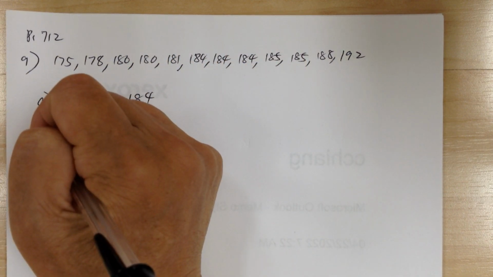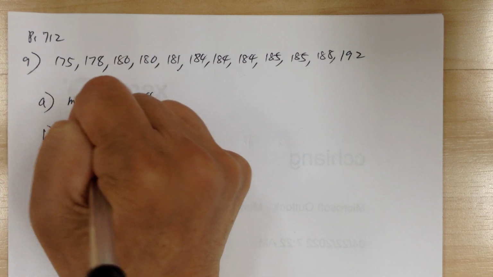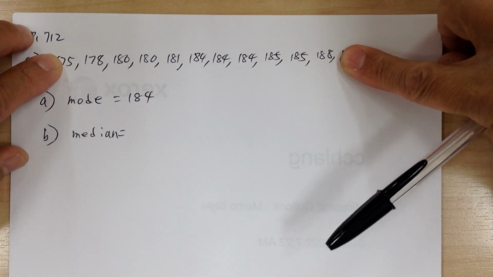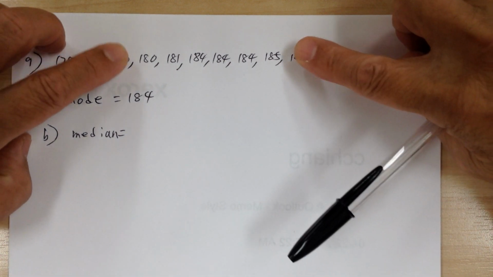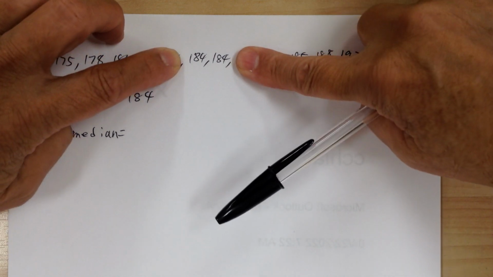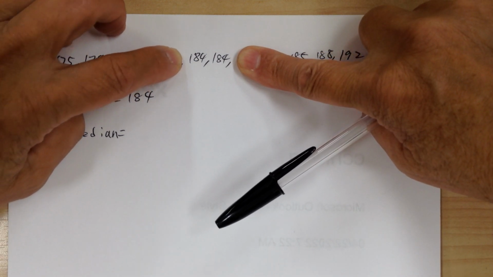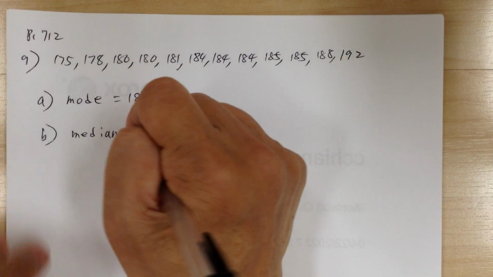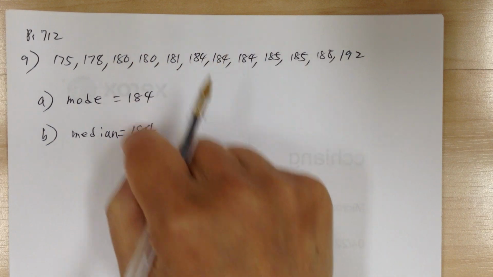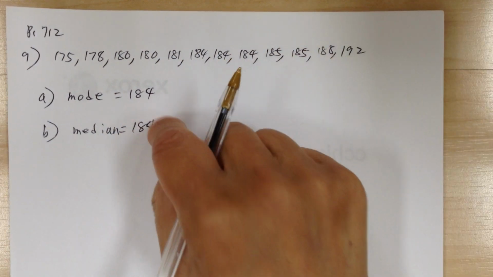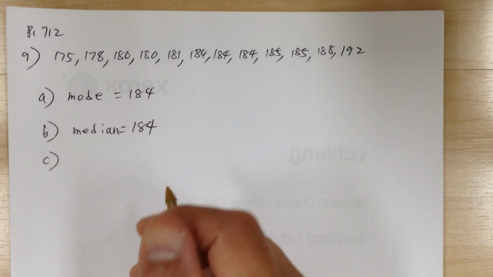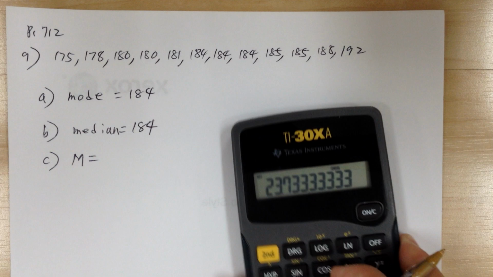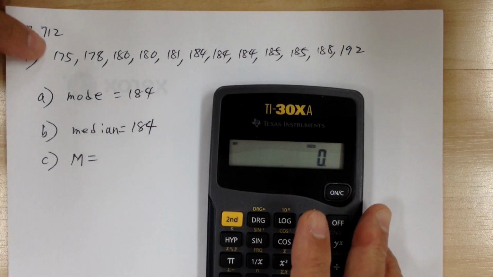Part B, you want to find the median. That's the middle number, so you start from both ends, and just keep going toward the middle. Now you got two middle numbers, but both are the same, so you're going to average them, you're still going to get 184. Now most of the time, these numbers are going to be different. It just happened that in this case, they're the same. Then you need to look for the mean. That's going to add all this together.